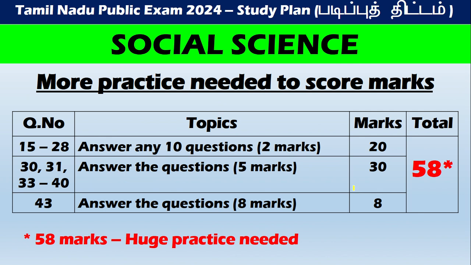More practice is needed to score more marks. That is, answer any 10 questions, 2 mark questions, 20 marks. Answer the questions, 5 mark, 30 marks. Altogether you will be able to get 6 questions, so you will be able to get 50 marks, 30 marks, and the other one is answer the questions, 8 marks. Put together you will be able to get 58. To get this you need to have a huge practice, my dear children. So 42 plus 58 is equal to 100.